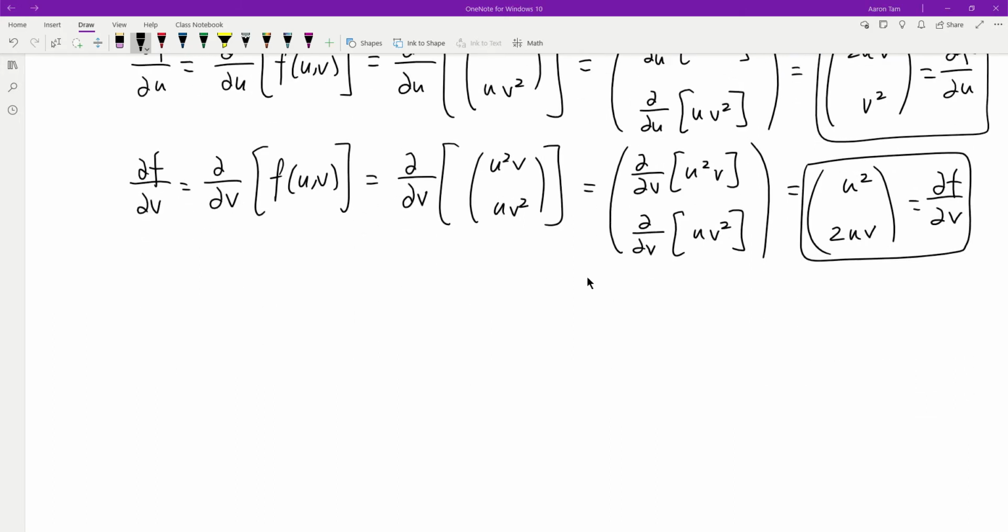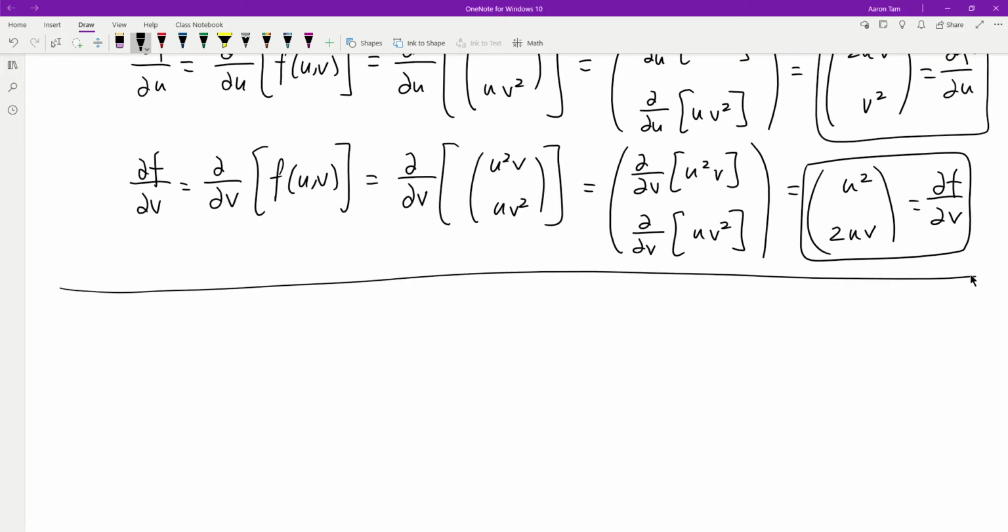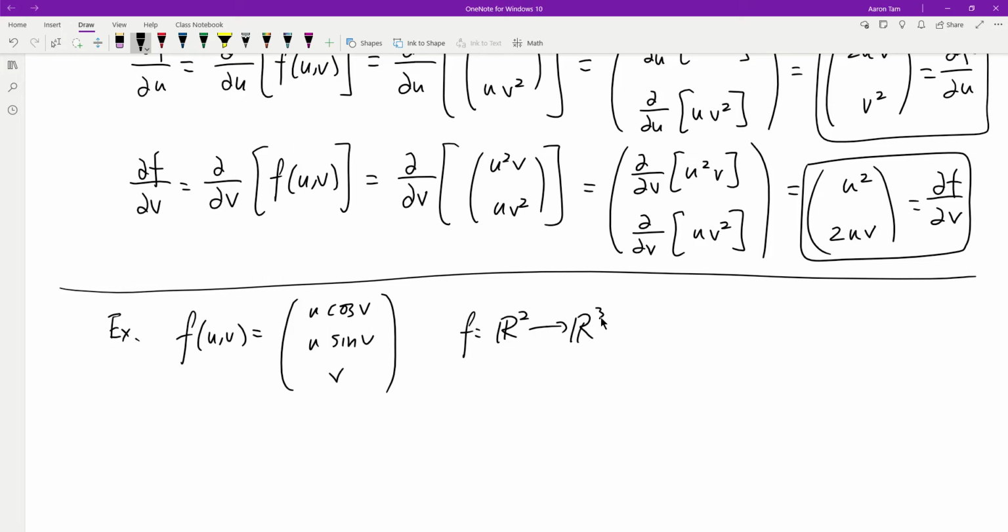Now let's try another example, which maybe we can do from R2 to R3. Or as a matter of fact, how about we do this one? I'm going to take f of (u, v), which equals (u cosine v, u sine v, v). So that's my helix. And notice that this is a function f that maps from R2 to R3. So what that means is that it has two vector partial derivatives.